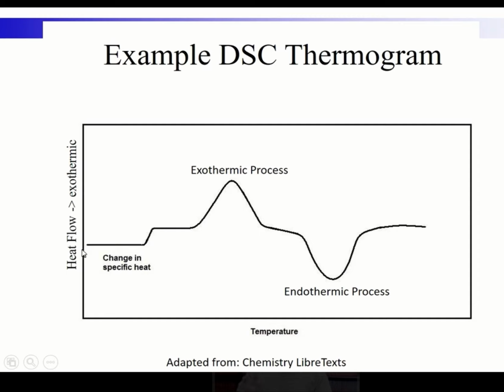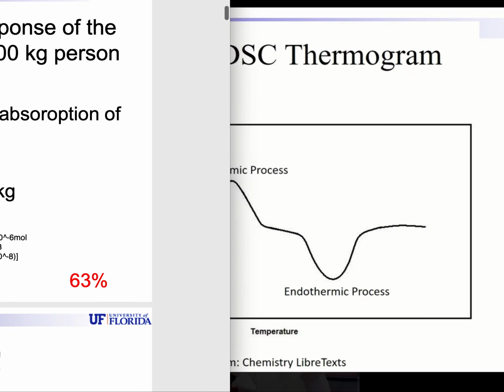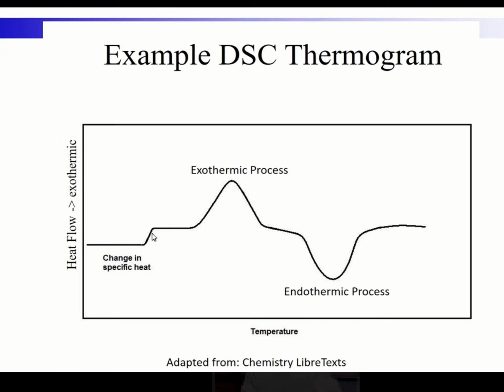And so think of this as the power compensation DSC. We have to put more energy into the reference pan in order to get it to the same temperature as our sample pan. And so that means our sample must be putting energy into the pan. So the powder that we put in that pan must be putting energy into that pan, which means an exothermic process is occurring. And so this is an example of a change in specific heat. Remember, specific heat is how much temperature change occurs per amount of heat that we put into a sample. If an exothermic process occurs, no matter what it is, we have to put more energy into our pan in order to keep up with our exothermic process.